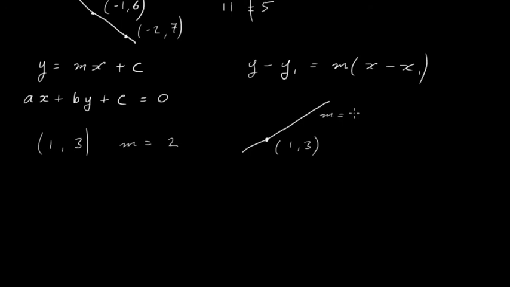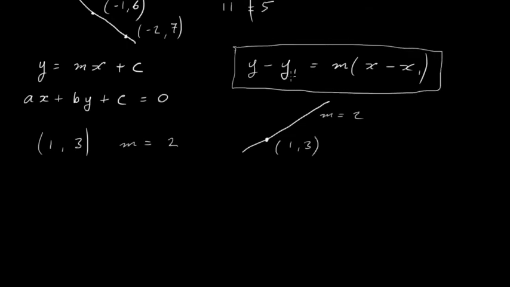So the slope of this particular line here is 2. Now the question will be, what is the equation of that line? What's the relationship between our x and y values on that line? How can we write that down in terms of x and y? So what we're going to do is use this formula here.